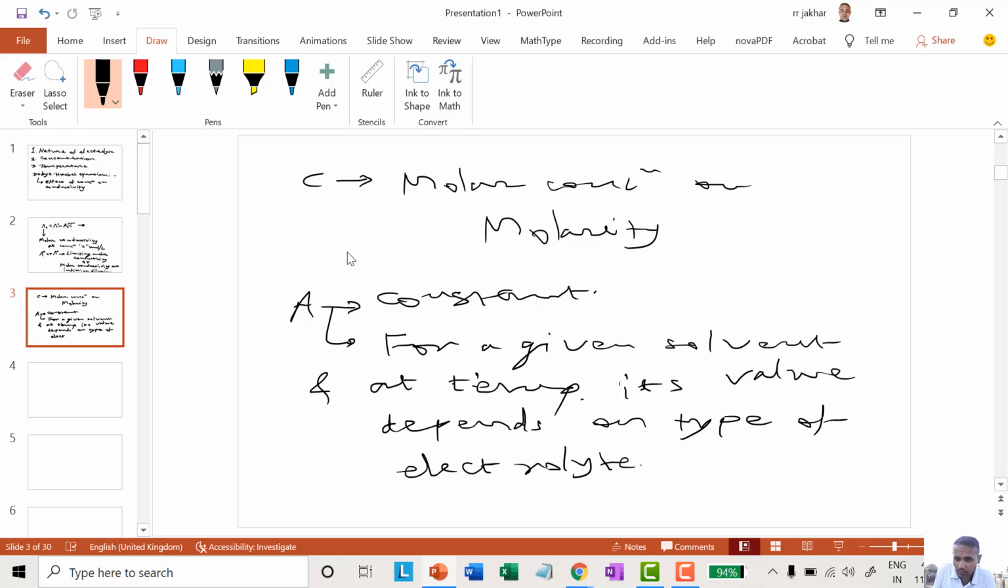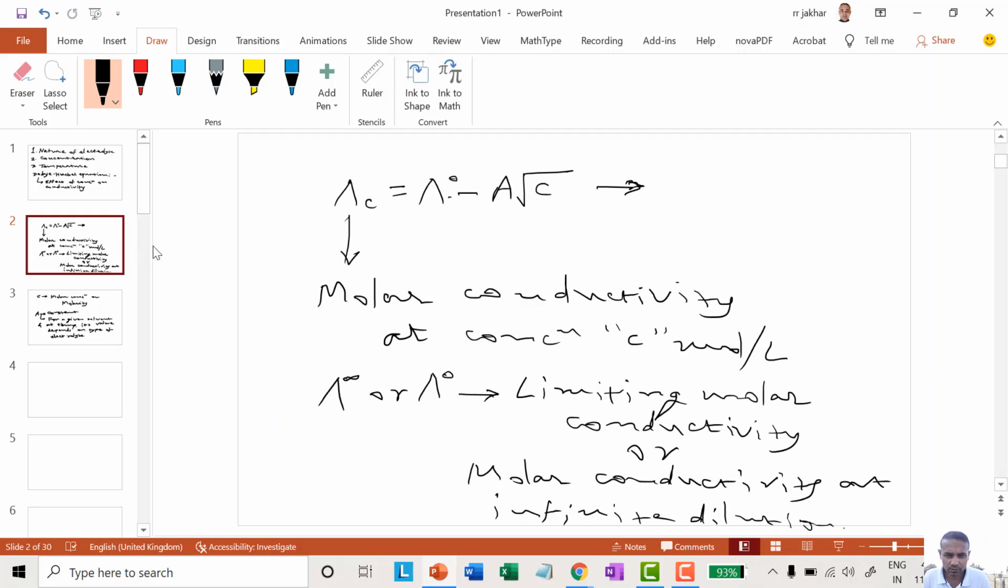Now we are discussing again. This equation is lambda c equals lambda naught or lambda infinity minus A root c. Here this is molar conductivity at given concentration, this is limiting molar conductivity, this is the constant, and this is molarity of electrolyte. This equation accurately calculates lambda naught or lambda c for strong electrolyte, and by using this equation we can calculate the approximate limiting molar conductivity for weak electrolyte also, but not the exact value. Why it is not exact, we are discussing here. You have to remember the names of symbols, and one more thing, about A, that is the constant we are taking here.